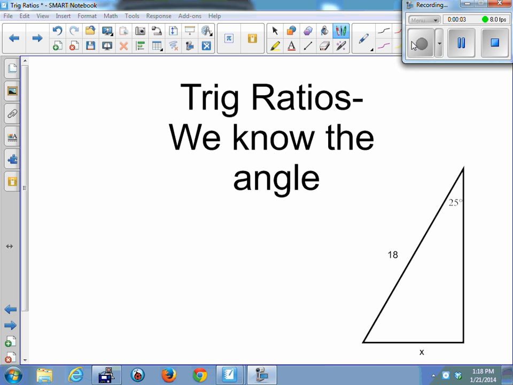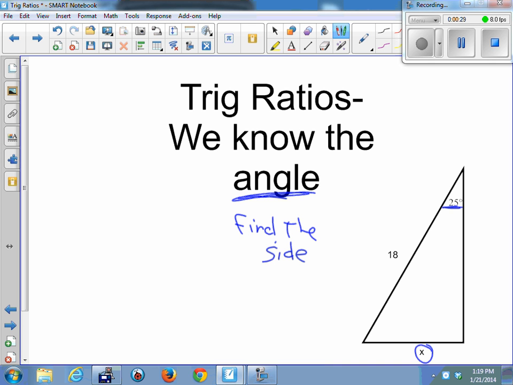All right, today we're going to learn how to use those trig ratios to find, in this case, something that's missing. So in this case, we're going to know the angle. Okay, so we know the angle, and that means we are going to find the length of the side. The angle's here, 25 degrees, and we're going to find x down here, which is the length of the side.